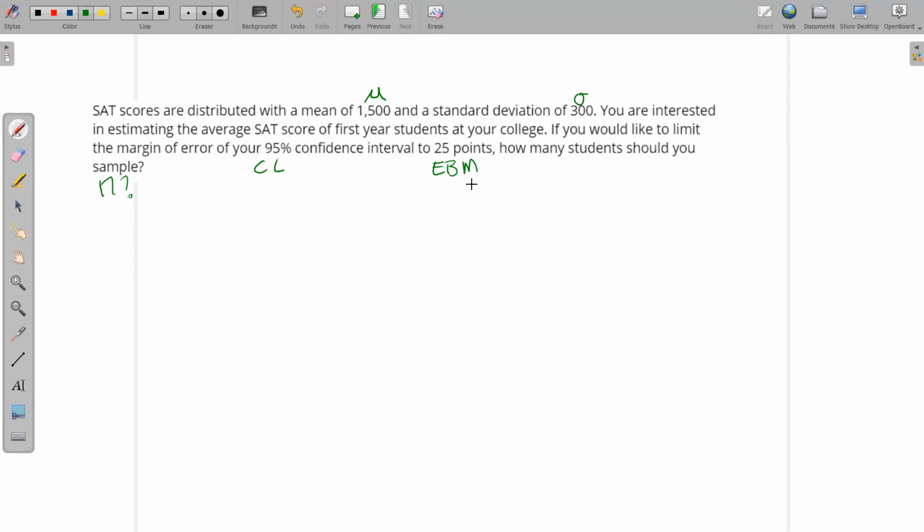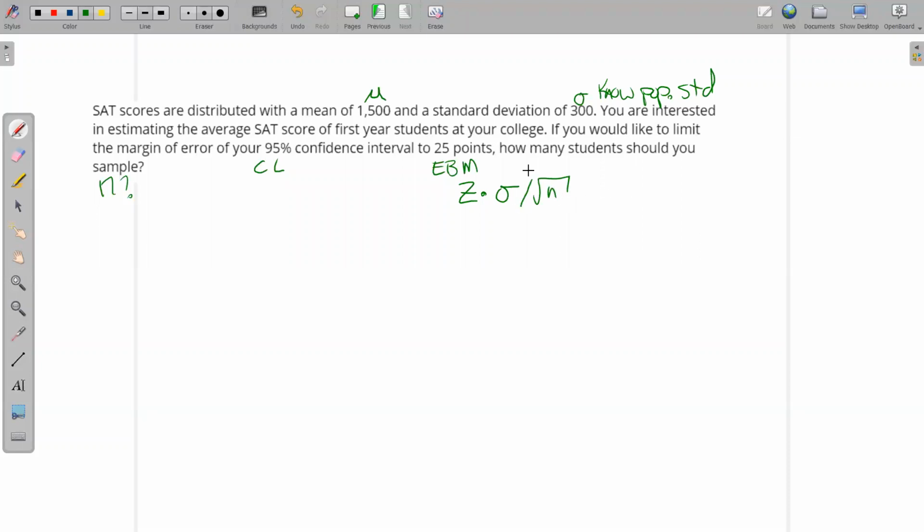are. The margin of error formula, given that we know the population standard deviation, is going to be the appropriate z-score, which is based on the confidence level, times the population standard deviation over the square root of the sample size.